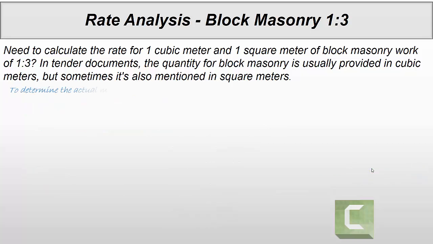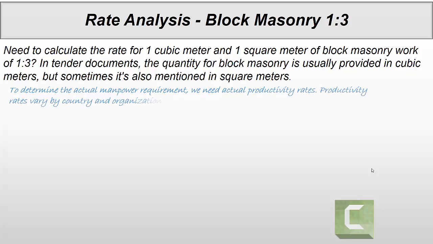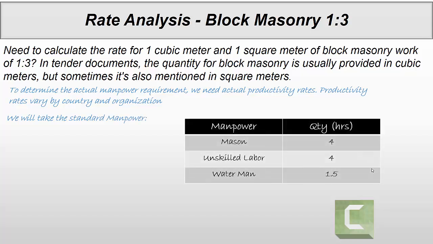To determine actual manpower, we need actual productivity rates. Productivity varies by country as well as organization. So we take standard manpower norms. For 1 cubic meter of block masonry, mason required 4 hours, unskilled labor required 4 hours, and waterman, for curing purpose up to 7 days, almost 1.5 hours for 1 cubic meter of block masonry.